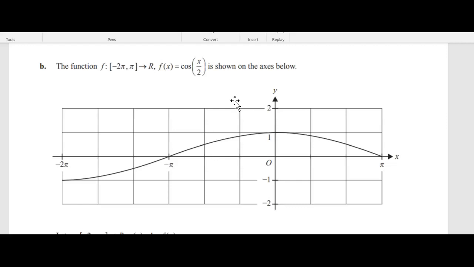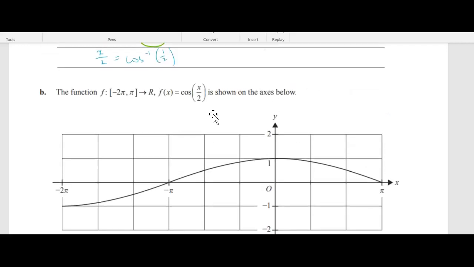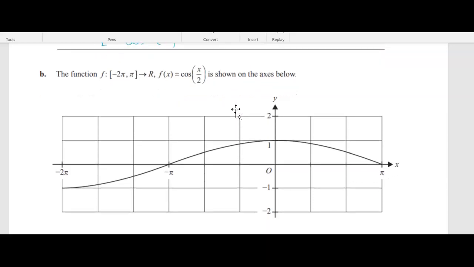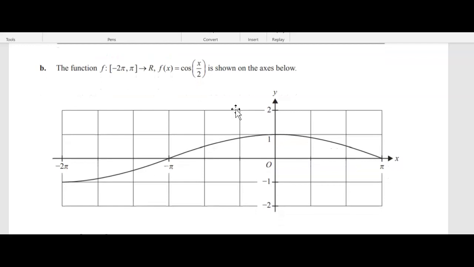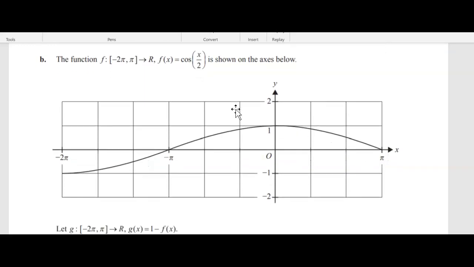All right, question B, the function f from negative 2 pi to pi, and this arrow R, hopefully you remember this notation, just means it can be any real value. F of x equals, so the domain isn't any real, but we're looking at real numbers. All right, f of x equals cos x on 2 is shown below. Okay, so here's our function, our cos function.